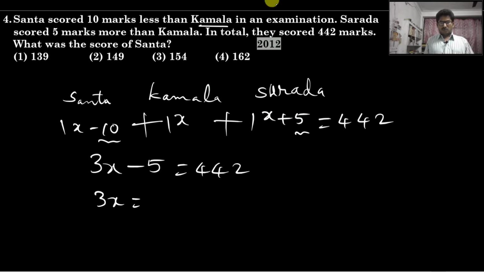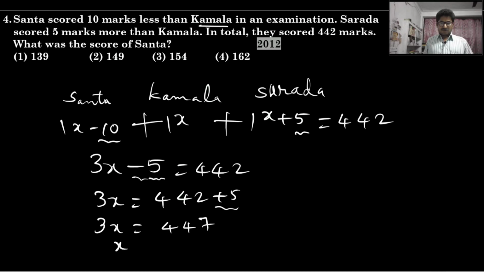3x is equal to 442 plus 5. While transposing from left to right, this minus quantity becomes plus quantity. So plus 5, 447. So x is equal to 447 divided by 3: 3 ones, 3 fours are 12, 3 nines are 27. So x, Kamala's marks, is 149.